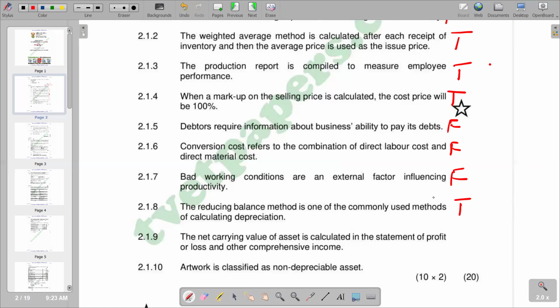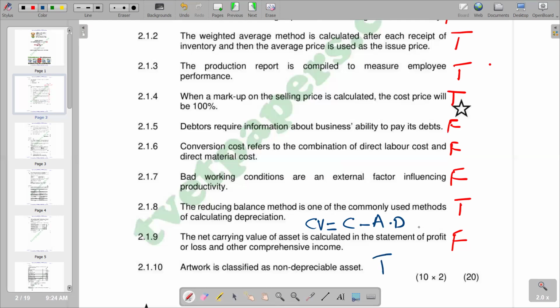Then we go to 2.1.9. The net carrying value of an asset is calculated in the statement of profits or loss and other comprehensive income, which is false. We know that the net carrying value is calculated in the balance sheet, which is the statement of financial position. Remember the formula: carrying value is equal to cost minus accumulated depreciation. When you go to 2.1.10, artwork is classified as a non-depreciable asset, which is true.